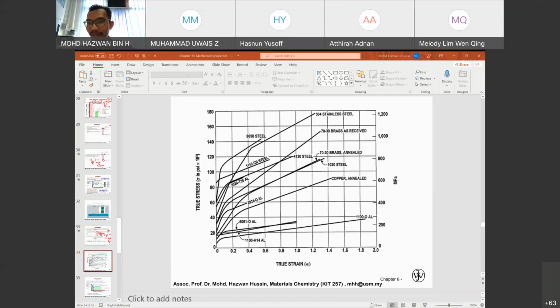Yes, Doctor. Okay. Tak apa, jangan takut. Okay. Just nak sembang je. Alright. So, Nik, daripada figure ni, macam mana kita nak tahu, I mean, the material is actually the hardest, by looking at what?